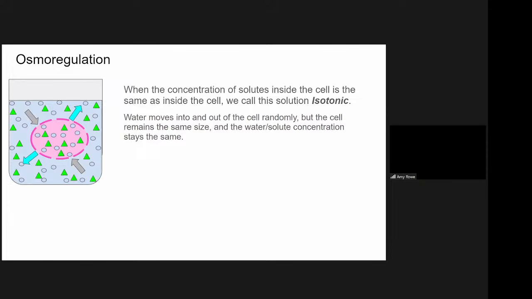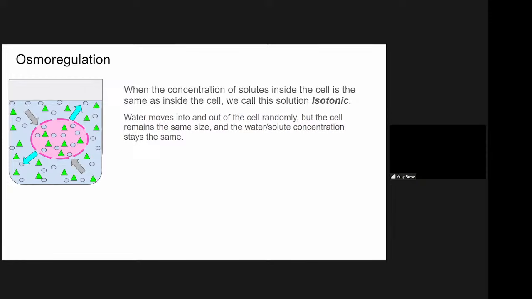All right, so ideally, what we want for our cell is for it to be in an isotonic solution. When the concentration of solutes inside the cell and the concentration of water inside the cell is matched by the concentration of solutes and water outside the cell, we say the solution is isotonic.